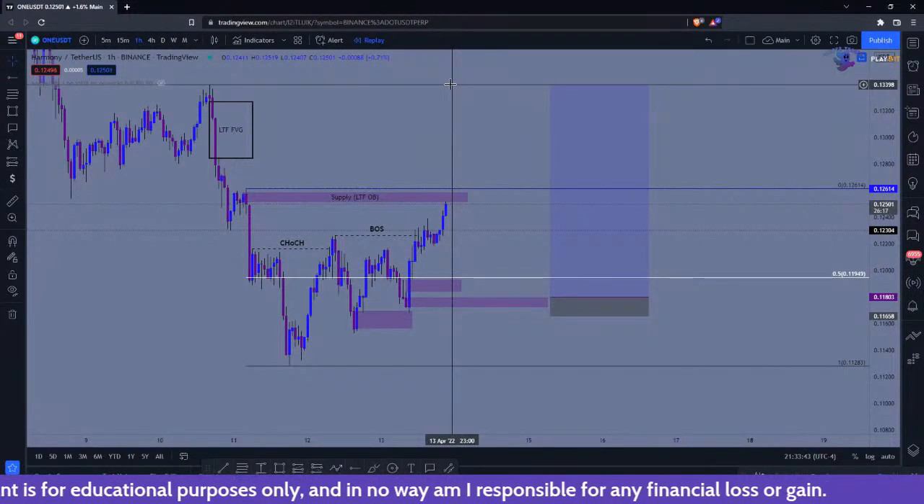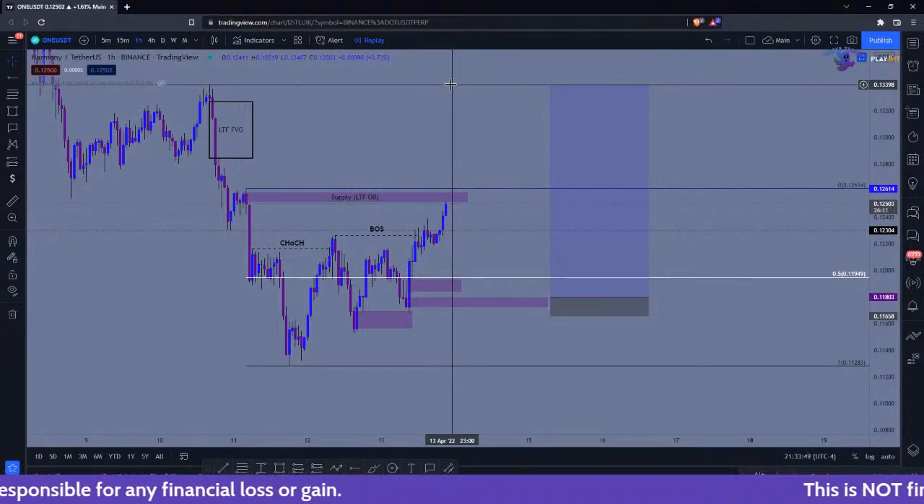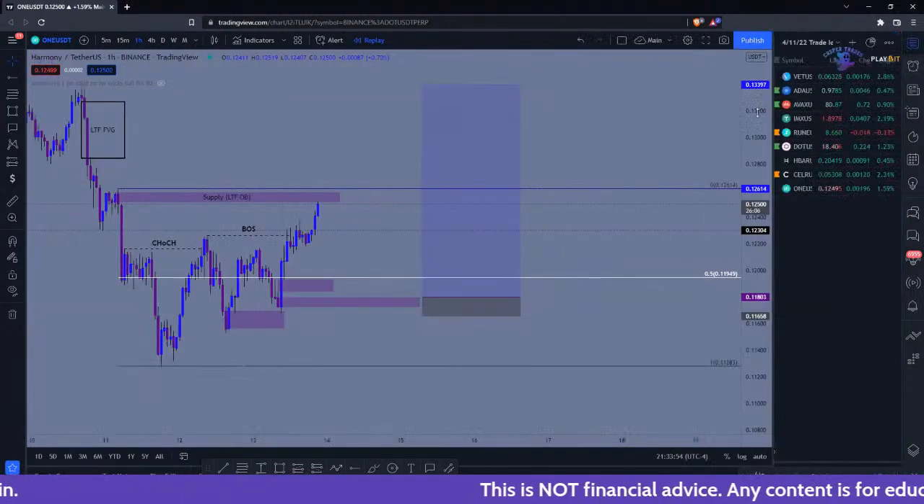Like, why does this work? Why is price being delivered where it's at? So I can't stress enough how important it is to understand all that. So from one, leave this here.